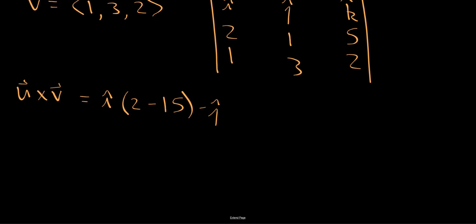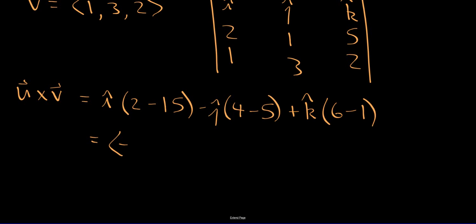Now, the J: it's 4 minus 5. Now, the last part is K, and that's going to be 6 minus 1. There's your vector right there. So this is going to be negative 13, negative 1, 5. And that's your vector. If you dot product that vector with either U or V, you're going to get that.